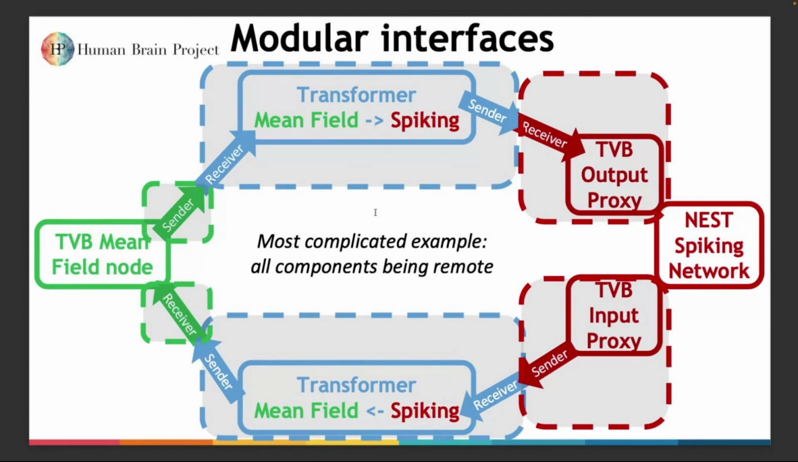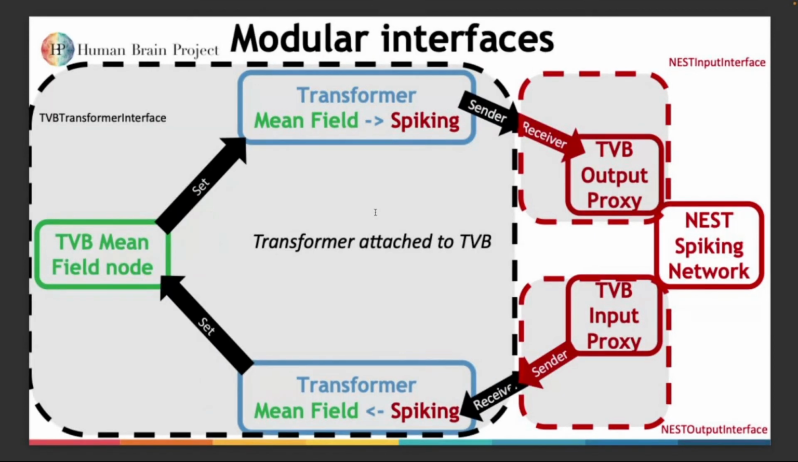In other cases, it would make more sense actually to have the nest network, which is mostly the bottleneck in co-simulation if you have millions or billions of neurons, working on a separate process, and having then only a nest input and a nest output interface, whereas everything else would be a TVB transformer interface combining TVB and transformers in the same process. That's another example. This is what I mean by modularity. We can build interfaces by combining components here.